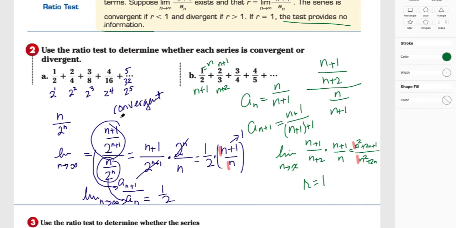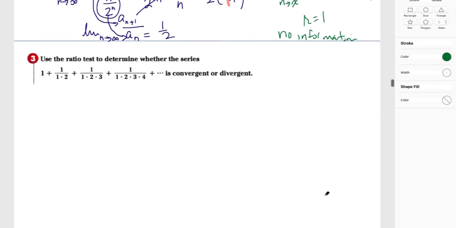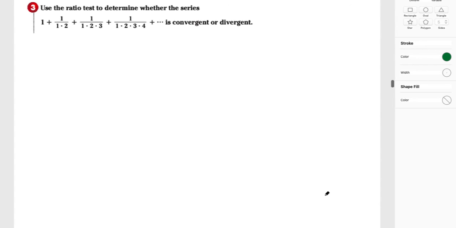So over here, we're confident that it's convergent. Here we have no information, or inconclusive information, from that test.